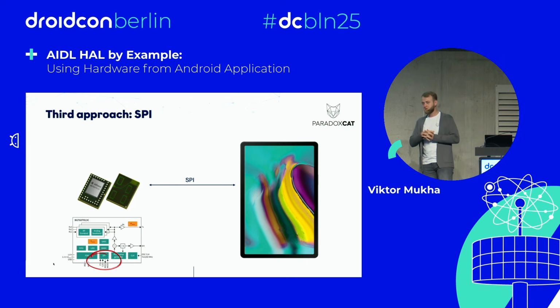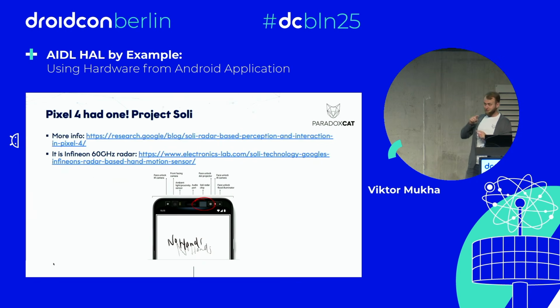Another option, actually, if you were working with the sensor as a hardware vendor, you would be integrating it with the hardware directly, and then you would use something like SPI. But I didn't feel like disassembling the tablet and looking for the particular pins to solder to. Most probably, I wouldn't find them. However, it's possible, right? So Pixel 4 actually, in fact, had pretty much the same sensor, Infineon 60 gigahertz radar. It used to be called Project Soli, and you can find more information about it following these links.